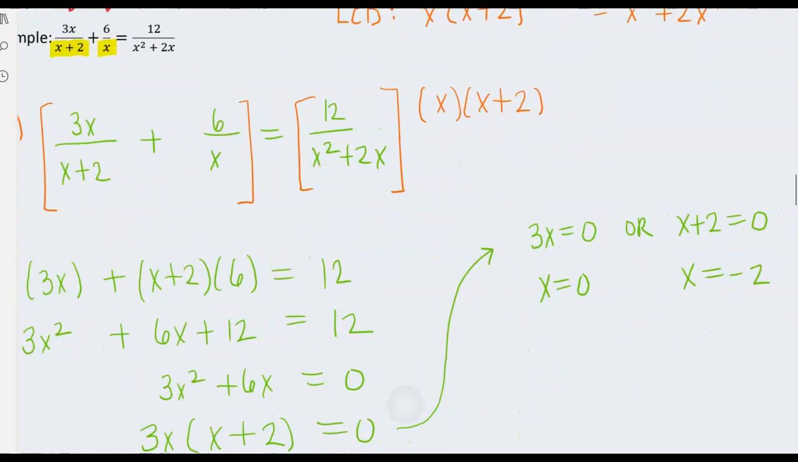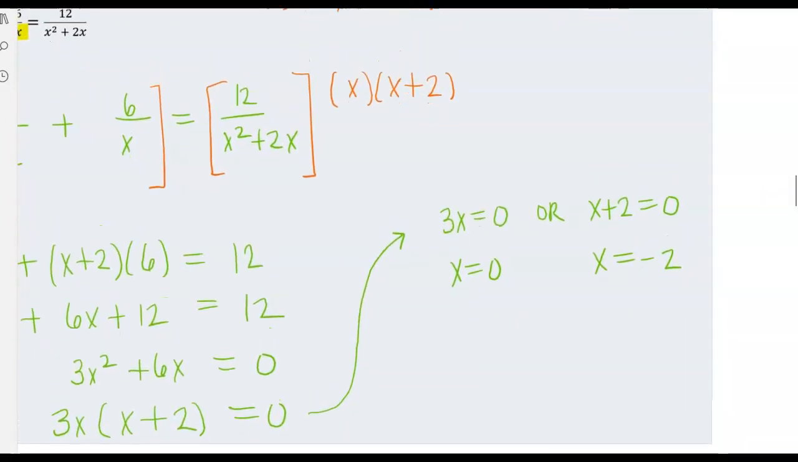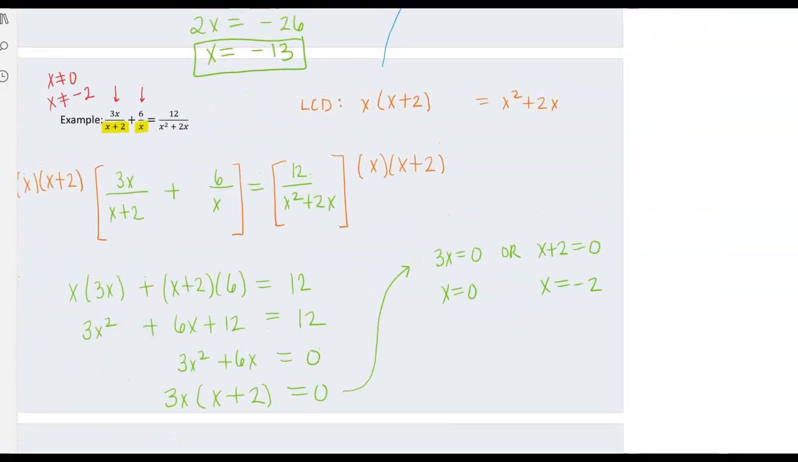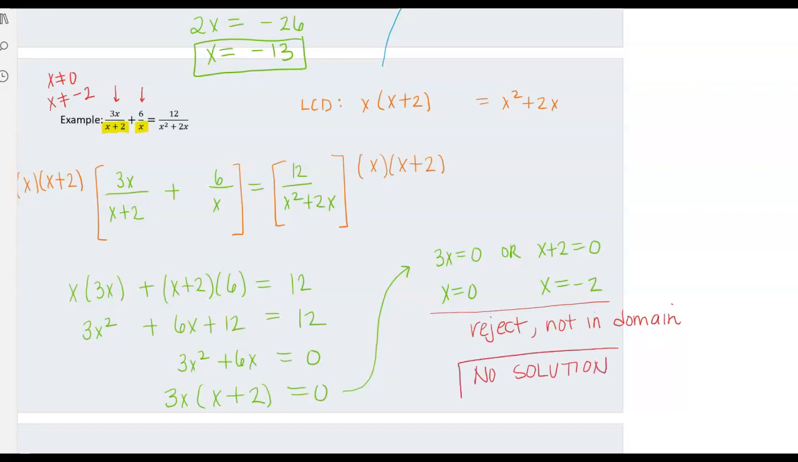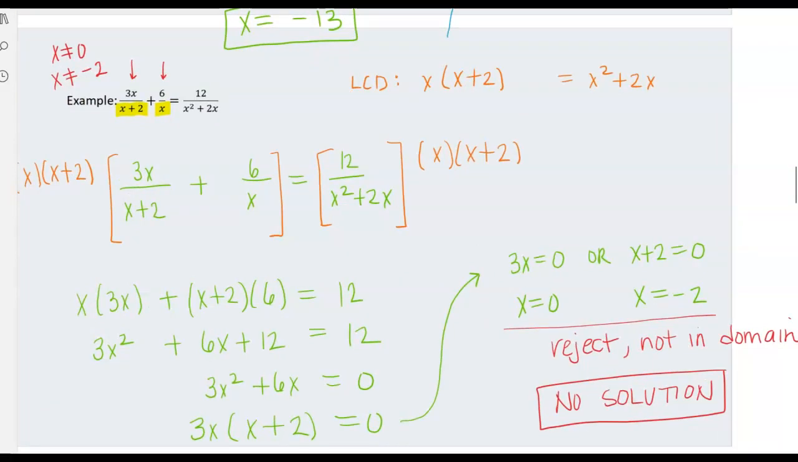So because those are the two answers that I got, I actually end up in this case with no solution. I need to reject both of these answers. They're not in the domain. So in this case, I get no solution. In these problems, sometimes you'll end up rejecting one of the answers or both of the answers, as in this particular example. So you just want to make sure you check at the very end.